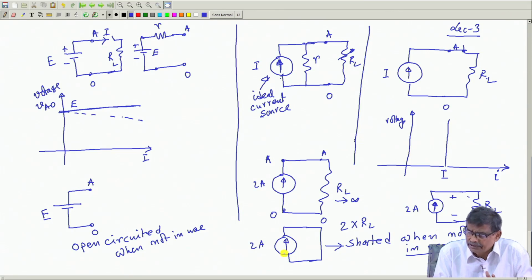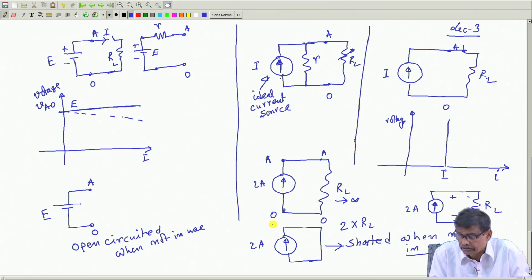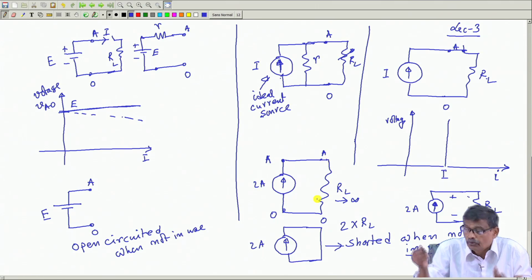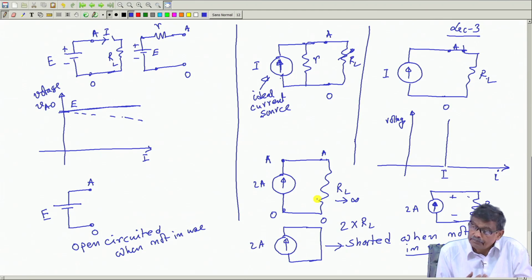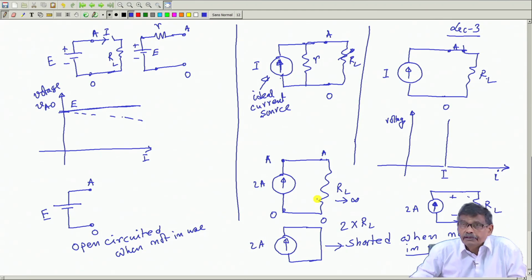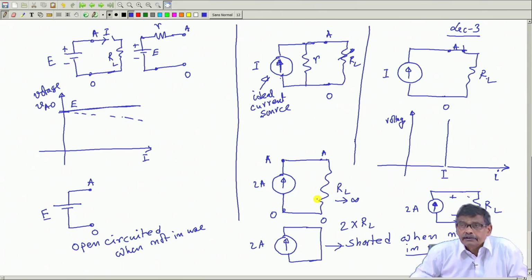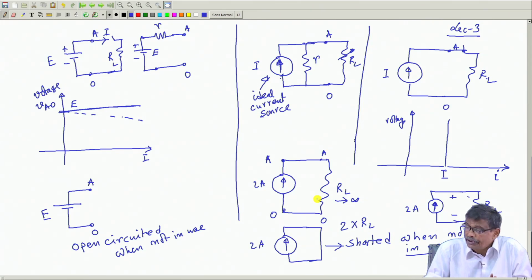I understand if somebody insists that a current source is a fellow which always tries to drive a current of 2 ampere no matter what impedance you connect across it, then it looks like if you keep it open circuited, that means RL connected between A and O is infinitely large, open circuit. Still it will try to force a current of 2 ampere, then large voltage will appear which will be dangerous to the persons who will be handling this current source and so on. So, a current source when not in use should be kept short circuited.